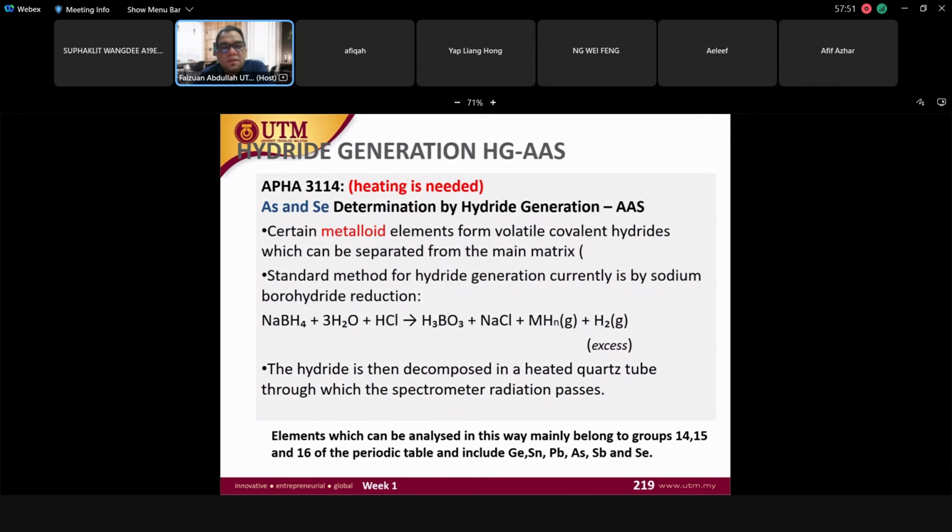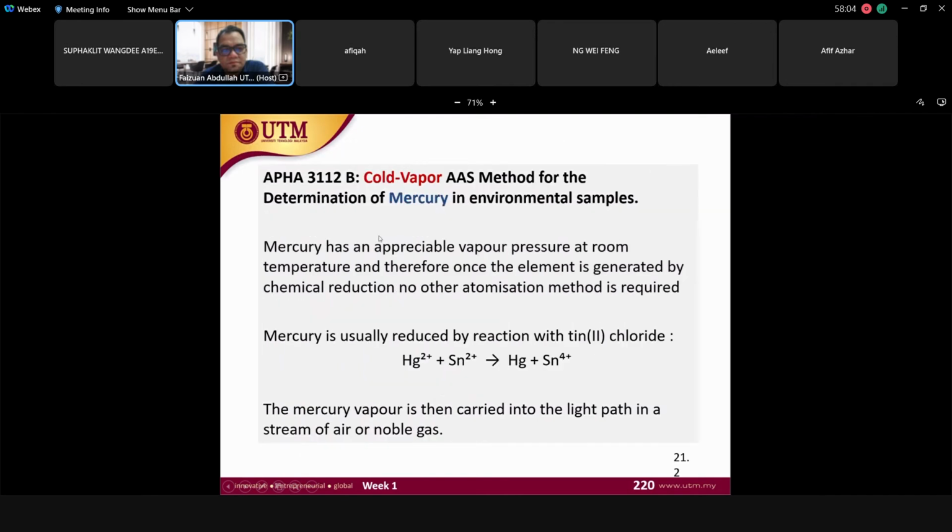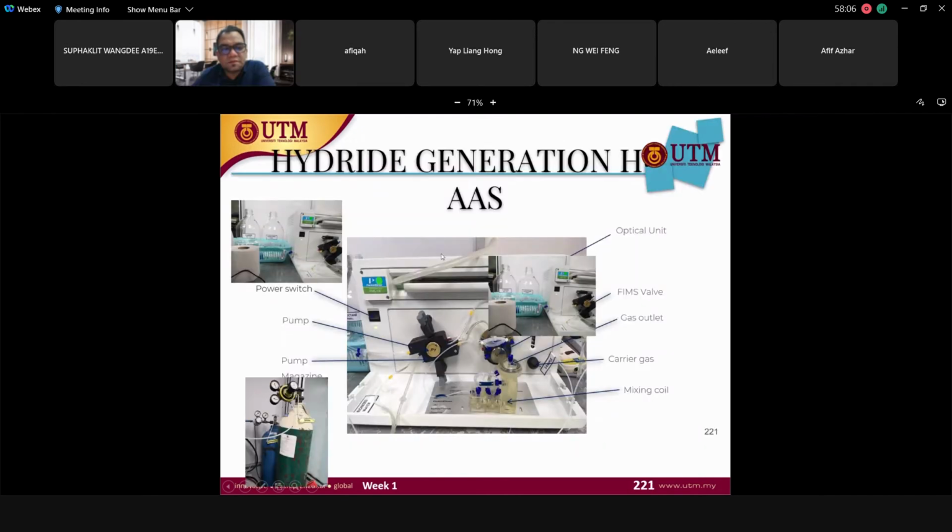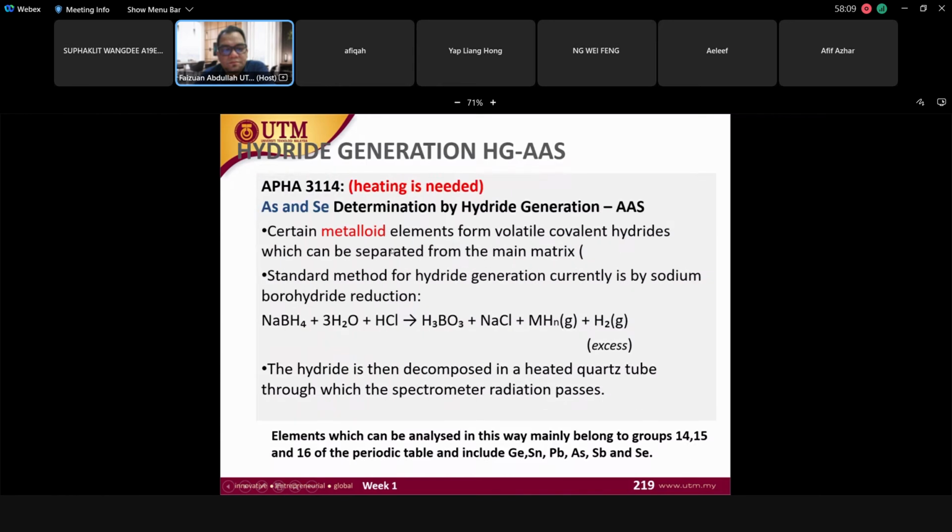All right, and then next, okay, we have the hydride generation AS. Okay, hydride generation AS. Okay, the slide is wrongly put here, I think. All right, so certain metalloid elements can form volatile covalent hydride, which can be separated from the main matrix.